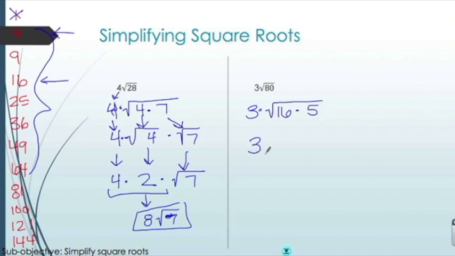So I'm going to keep the 3 on the outside. I'm going to go ahead and take the square root of 16, which is 4. So it gets to come outside of the radical. The 5, however, has to stay inside the radical. Then I'm going to simplify. 3 times 4 is 12 times the square root of 5.